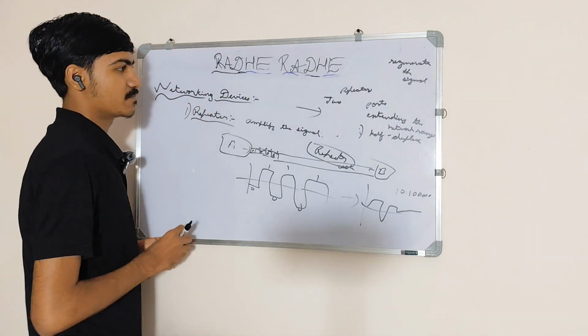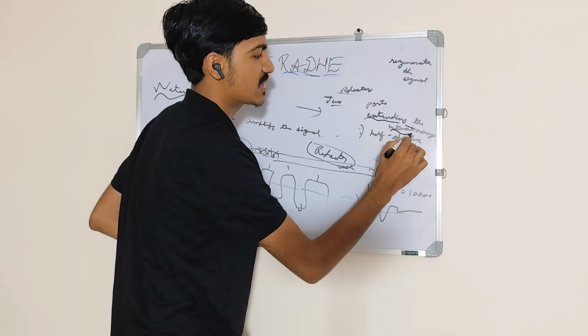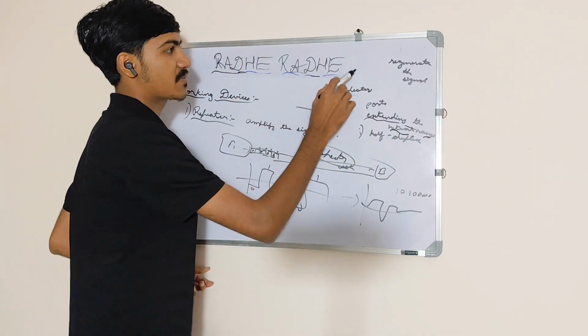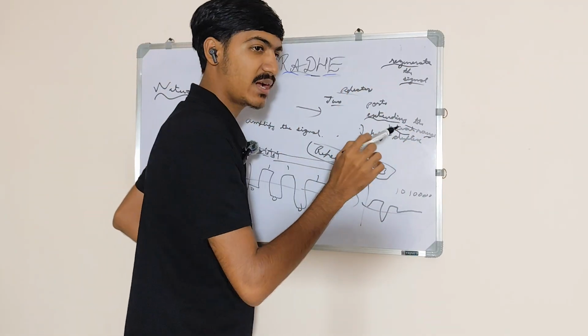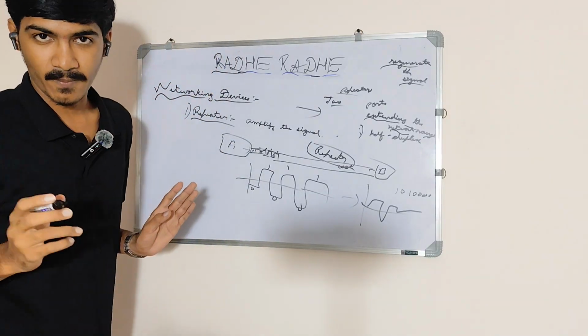Got it? So I told you a repeater has two ports. It is responsible for extending the network range, and for regenerating the weakened signal and amplifying, that is, boosting it. That is about the repeater.